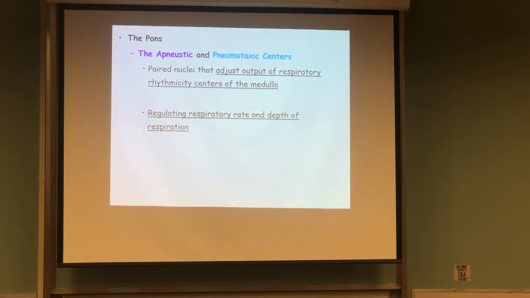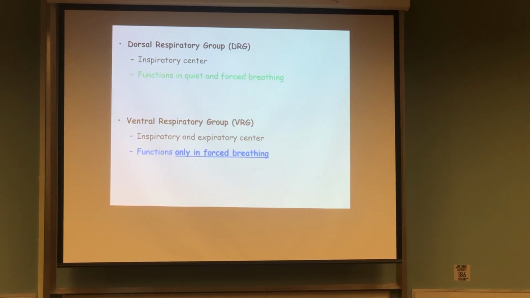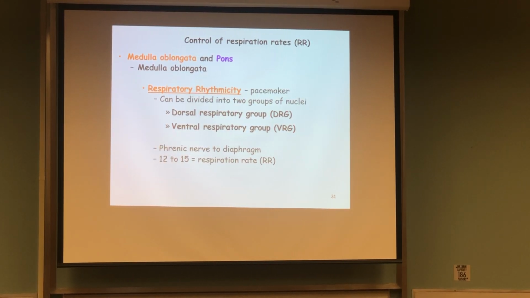What is the role that they're going to do? Well, I underlined it for you. Adjusts the output of respiratory rhythmicity centers in the medulla. Regulating respiratory rate and depth of respiration. In other words, how fast and how deep you breathe is influenced by the apneustic and pneumotaxic. You have to remember that the respiratory rhythmicity center, right, are these two things.